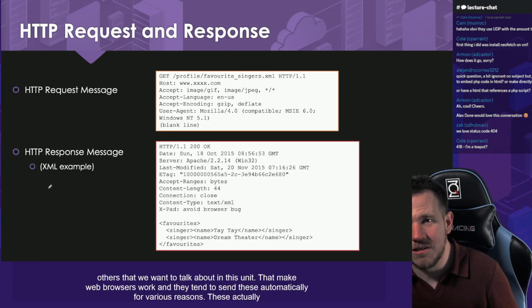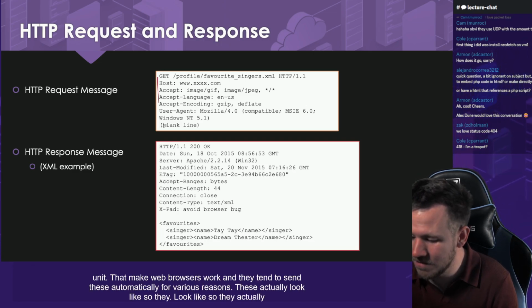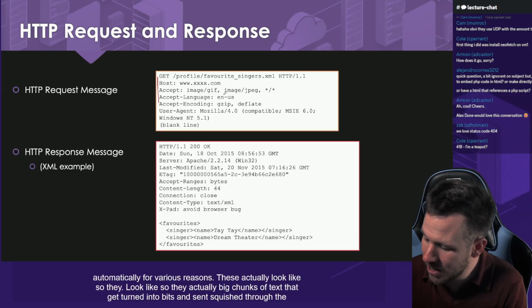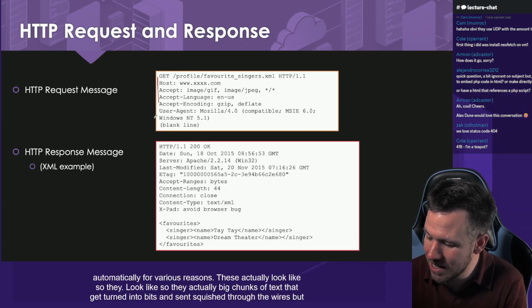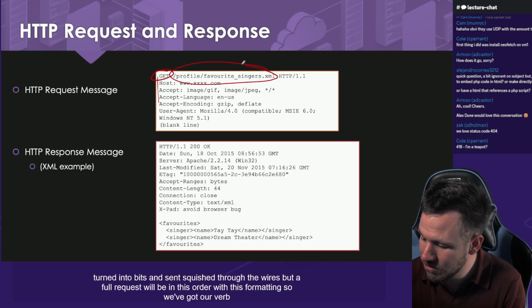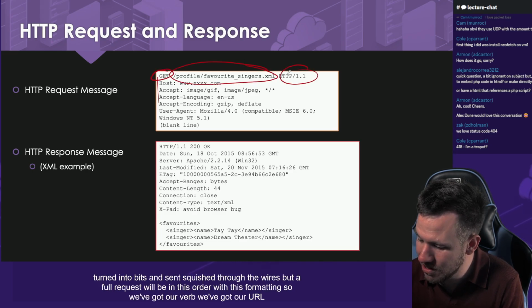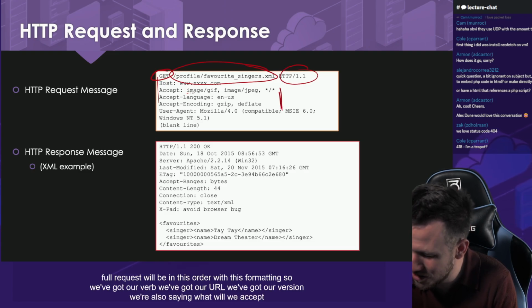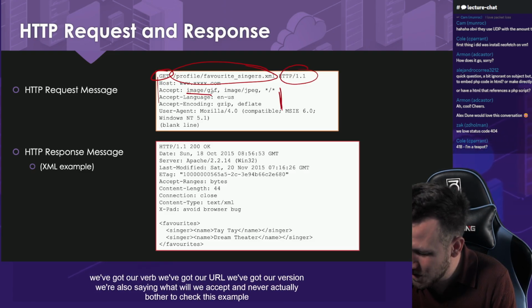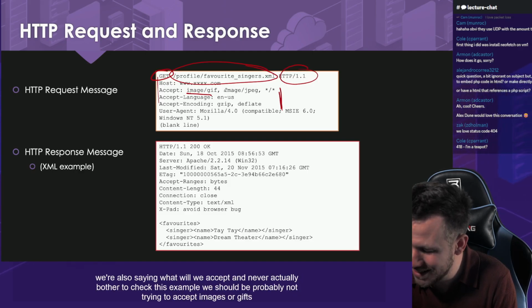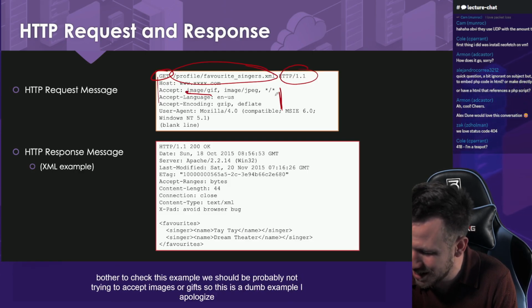Here's what these actually look like. They're actually big chunks of text that get turned into bits and squished through the wires, but a full request will be in this order with this formatting. So we've got our verb, we've got our URL, we've got our version. We're also saying what will we accept? I never actually bothered to check this example. We should probably not be trying to accept images or GIFs, so this is a dumb example. I apologize, I didn't actually check.